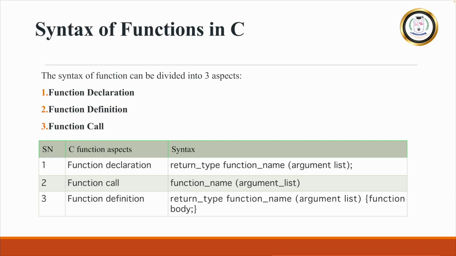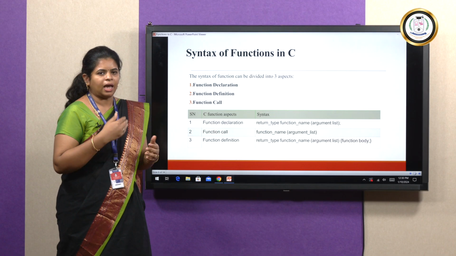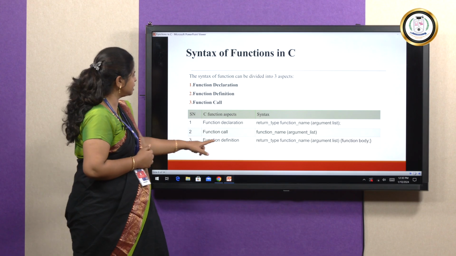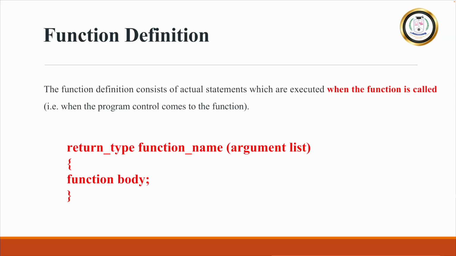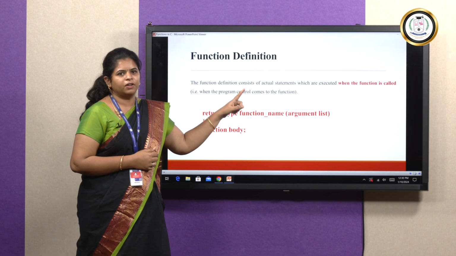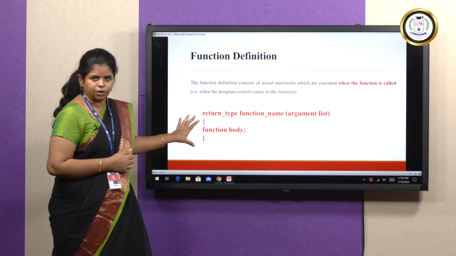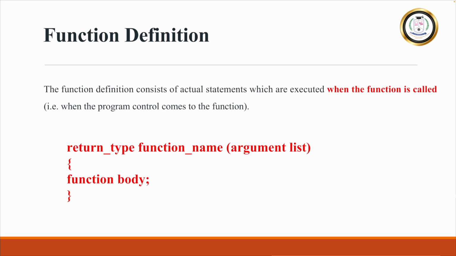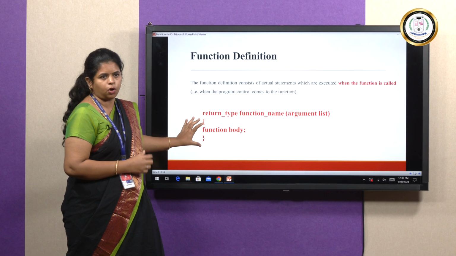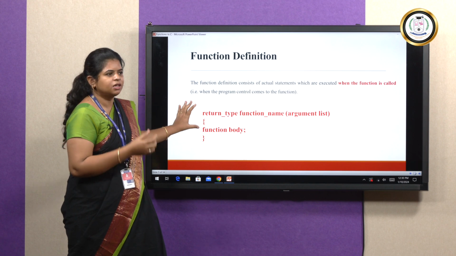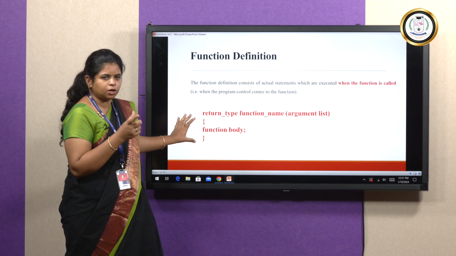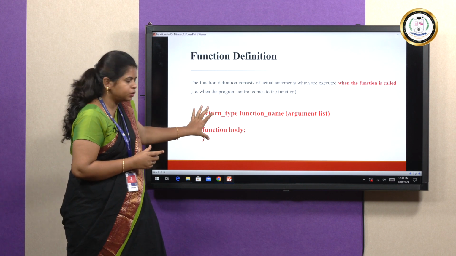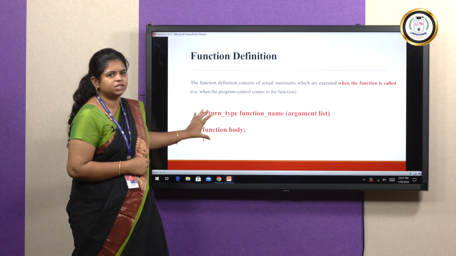Next, we'll see the syntax of the function. What are the rules that should be followed while declaring, defining and calling the function? First, we'll see the definition of a function. Here the function consists of actual statements which are executed when the function is called. This block is executed when the function is called from the main. This is apart from the main. You can define the function after the main, or before the main also. When the compiler comes across that function inside the main, the control will be given to this block. That is called a function definition.